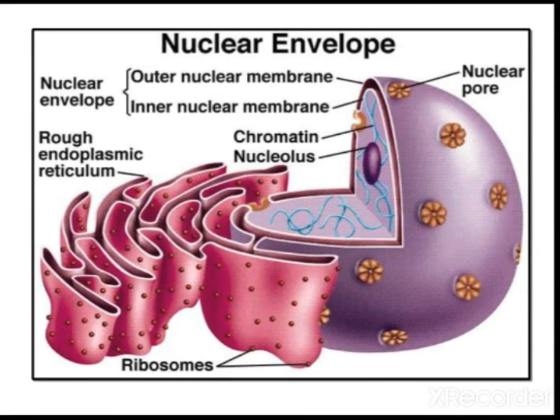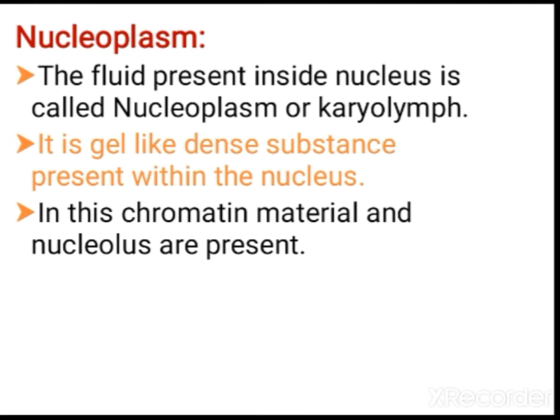You can see the nuclear envelope, nucleus and the nucleolus, chromatin fibers. These all are nuclear pores. It has a double membrane structure, outer membrane and inner membrane, that is a double membranous structure. And the nucleoplasm is the fluid seen inside the nucleus. It can be known as nucleoplasm or karyolymph.